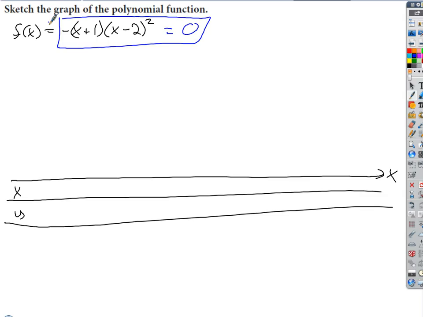This is really easy because the function is already factored for me, right? What are my factors? Well, I've got a -1 out front. That's a constant factor. That doesn't really help me. But the other factors are x plus 1 and x minus 2 squared, right?